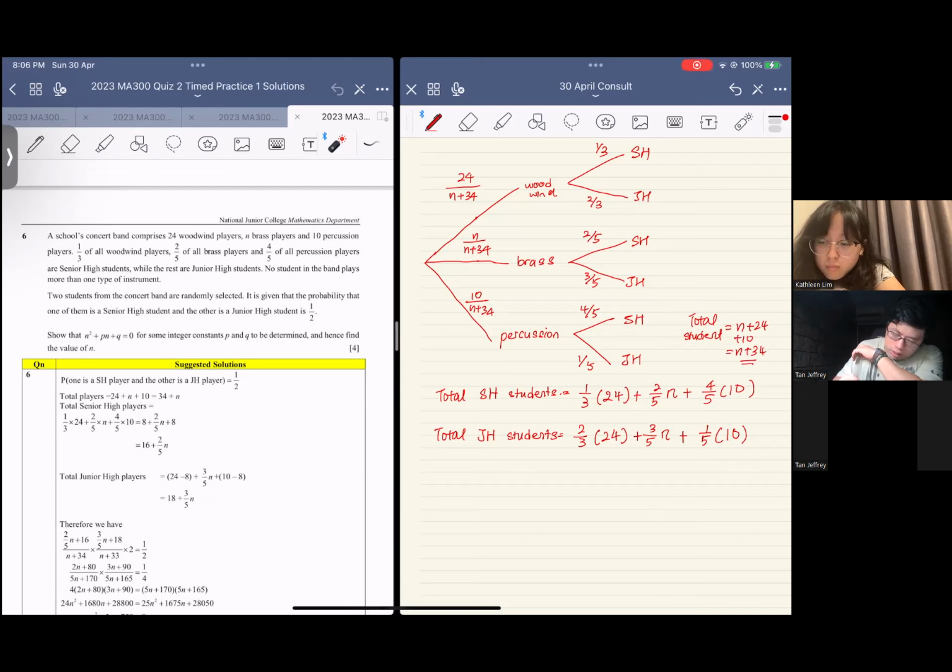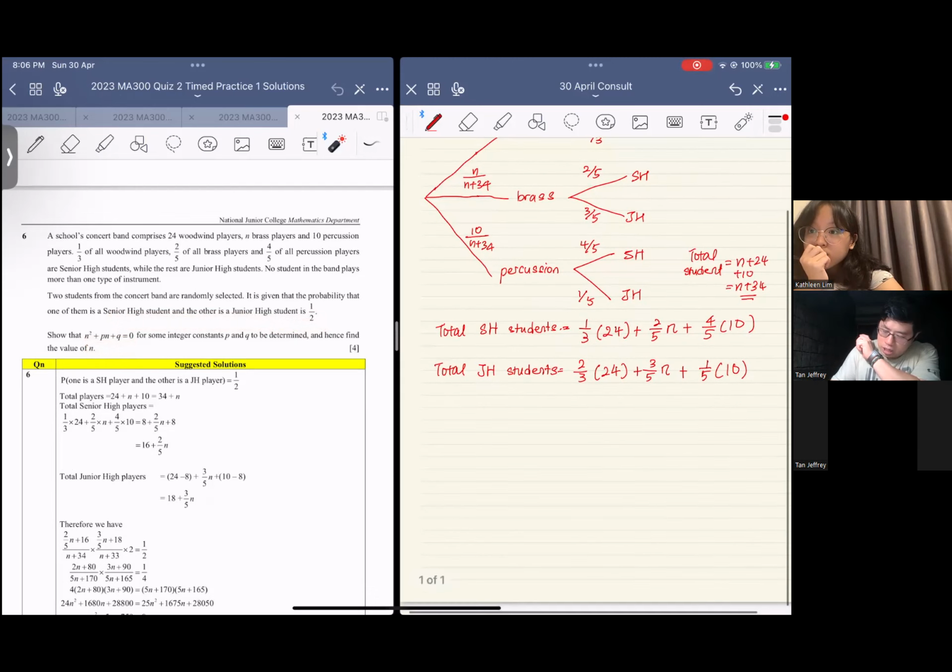Here I'm looking at this because I'm supposed to show this. Probably the next step, the only information it gives me is the senior high and junior high one. So for me to select a senior high and a junior high, it can be either way. It can be SH followed by JH or JH followed by SH. That's why I need to multiply by 2. Is that okay? So for me to select SH, let me simplify this.